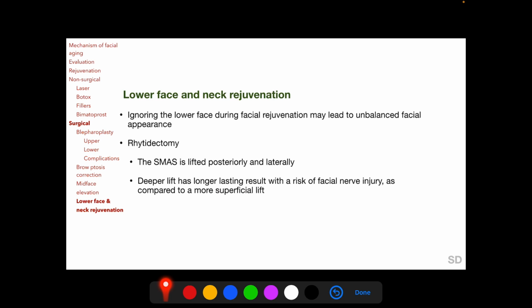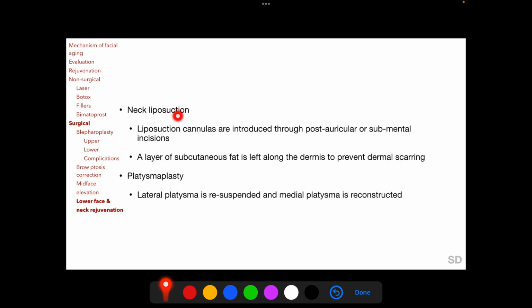Liposuction is removal of subcutaneous fat, and for this, liposuction cannulas are introduced through post-auricular or submental incisions. While removing the fat, a layer of subcutaneous fat is left along the dermis to prevent dermal scarring. In platysmoplasty for jowling, the lateral portion of the platysma is resuspended from the lateral neck and medial platysma is reconstructed.